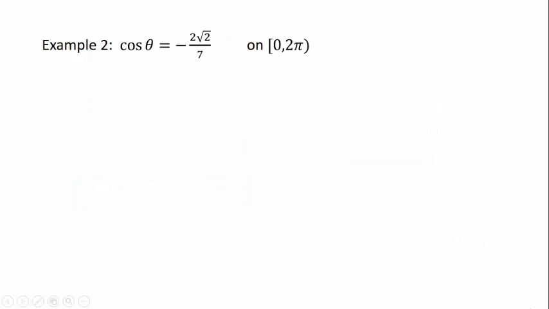Now let's consider cosine of theta being a negative value. I chose negative 2 root 2 over 7. And remember that we're looking for theta in radians because I'm looking on 0 to 2 pi. So as I did before, first thing is to rewrite this statement as theta being cosine inverse of that value that was given. And this is what the calculator pops out for me, 1.9867.